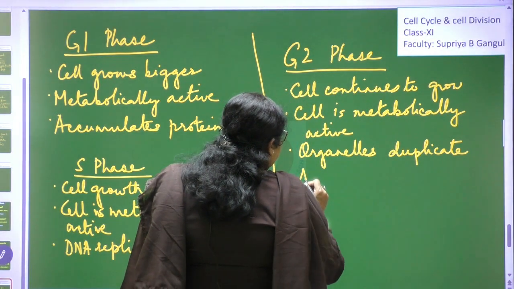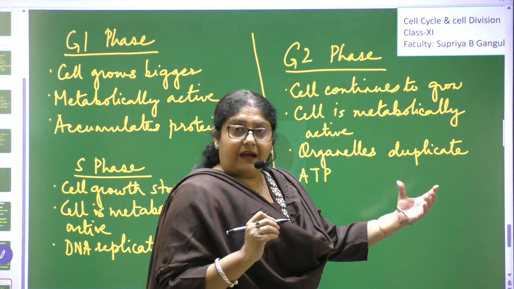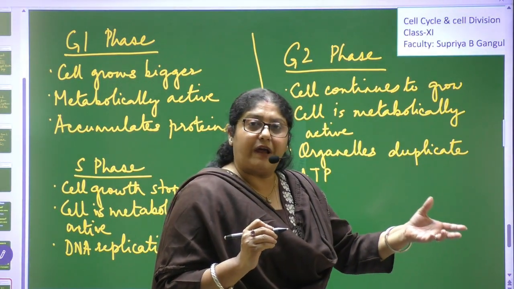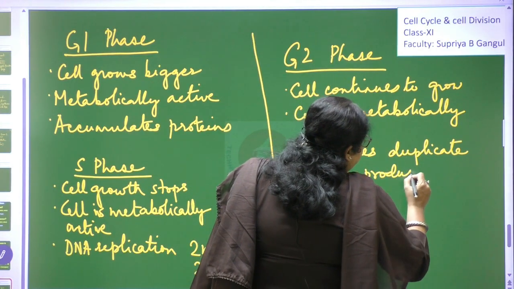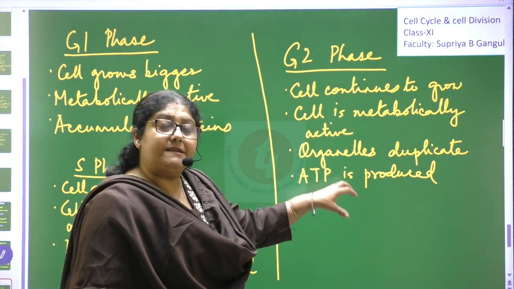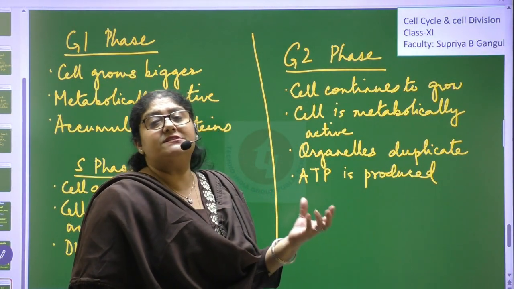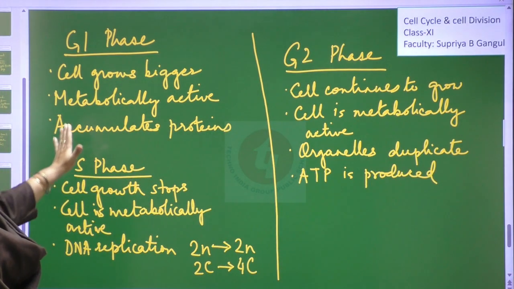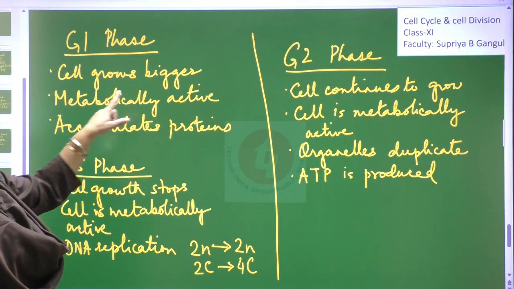Very importantly, energy is very important for the phase of cell division. It's a highly energy requiring process. So ATP is produced and stored in the cell in this phase, because ATP or energy is going to be required for the later phase of cell division, which is a highly energy demanding phase. Okay, so these are basically the different characteristics or the different features of the three phases of the interphase.